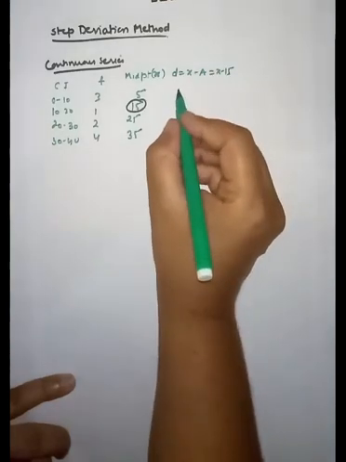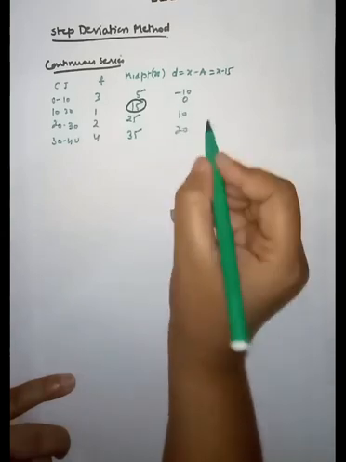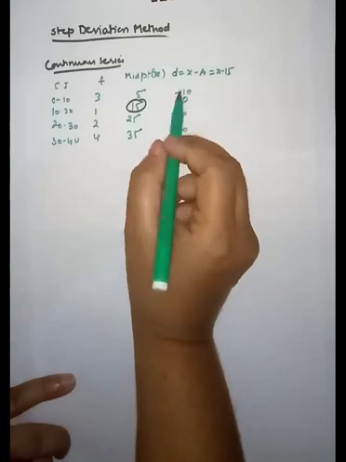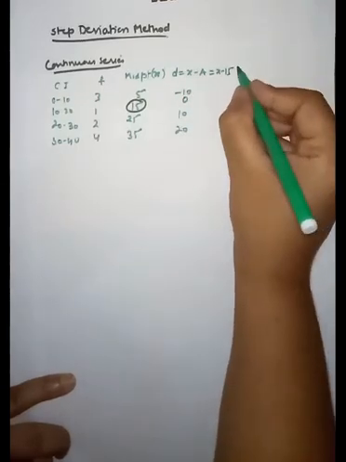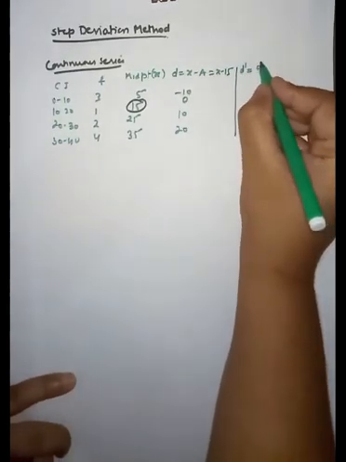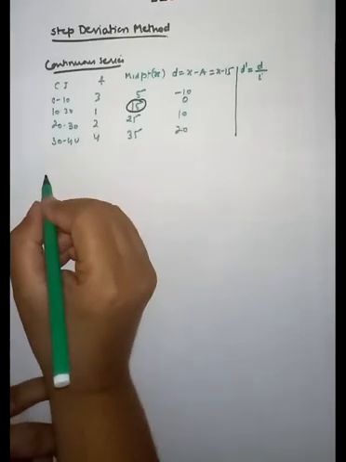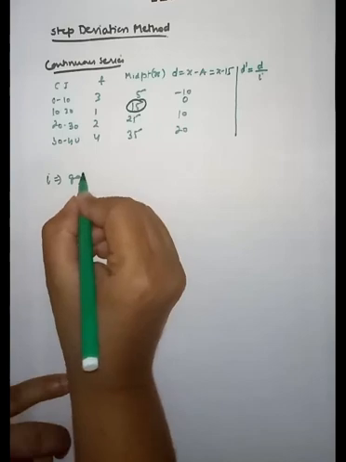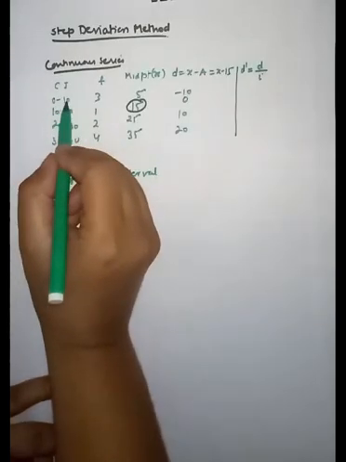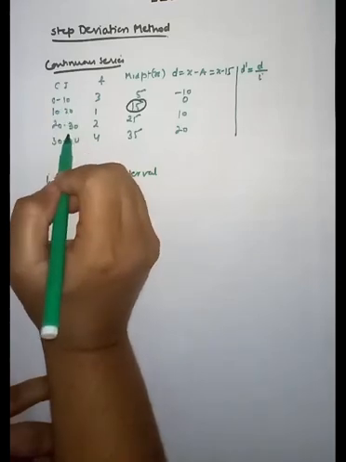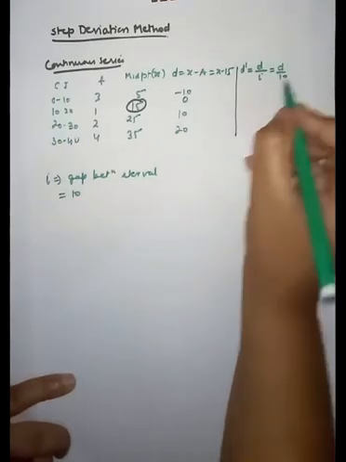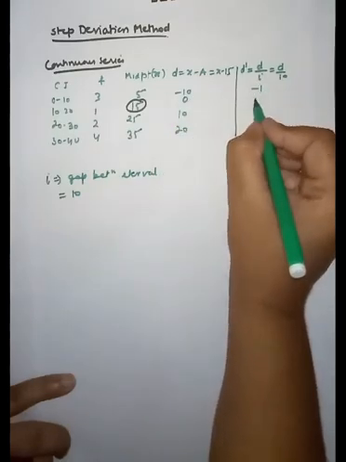What has come? Minus 10, 0, 10, 20. For example, x minus a is 5 minus 15, which is minus 10. Now the next column I have to make for a continuous series in the step deviation method is d dash, and d dash is d upon i. What is i? Friends, i is the gap between the intervals. 10 minus 0 is 10, 20 minus 10 is 10. So using 10 here, d upon 10: minus 10 upon 10 is minus 1, then 0, 1 and 2.